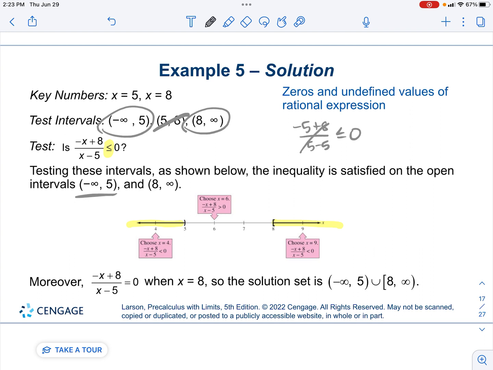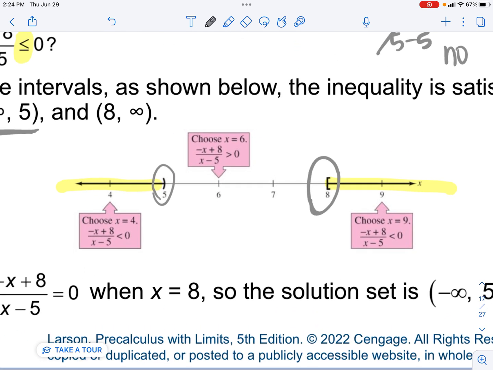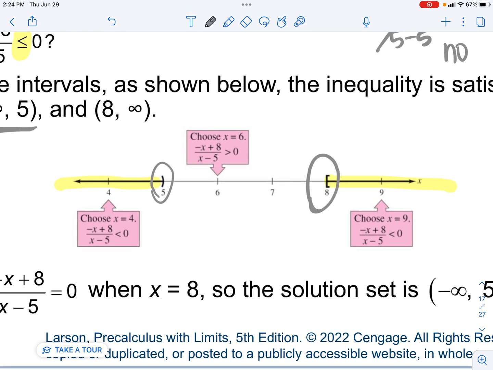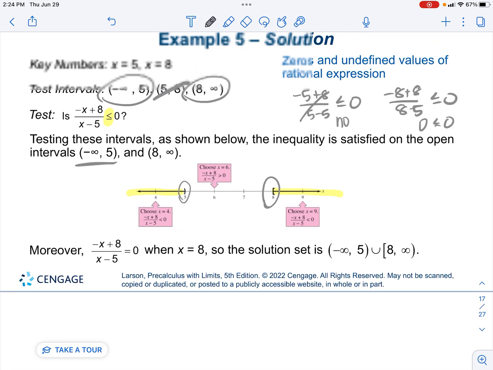That would be undefined, so that's a no. 5 would be a no, so that's why you see that curved bracket there. If you test 8, negative 8 plus 8 over 8 minus 5, is that less than or equal to 0? You get 0 over 3, which is 0, and that does equal 0, so then you see the bracket there. That one can be included. So that is our solution with the appropriate numbers highlighted and then the correct brackets showing.